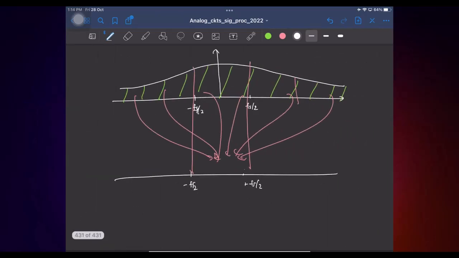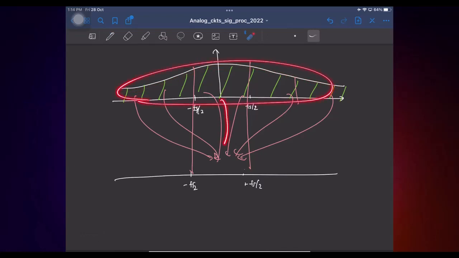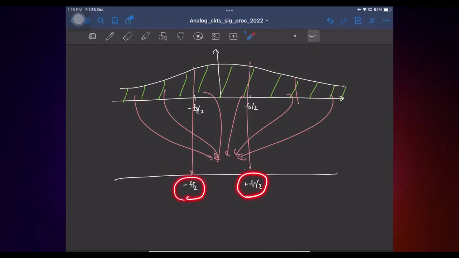What happens is that the spectrum in continuous time will all fold back, and the entire portion will fold back within this span. So whether you take the area of the power spectral density of the samples from minus fs/2 to plus fs/2, or take the area from minus infinity to plus infinity for the power spectral density of the continuous time signal, both of them will be exactly equal.